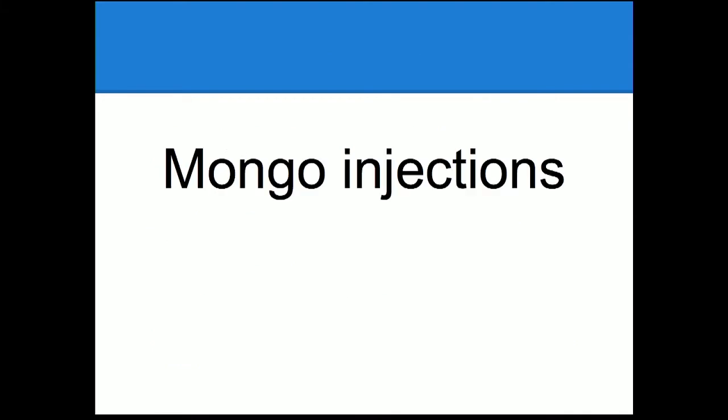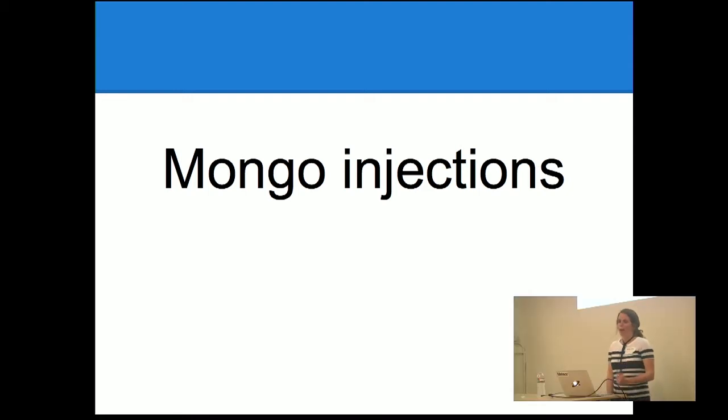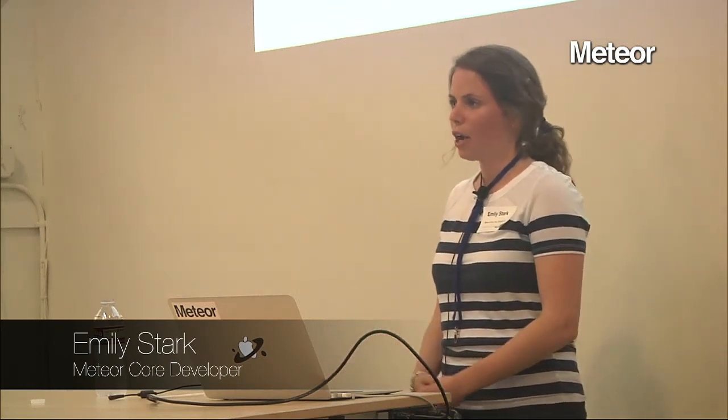All right, so now I'm going to go into Mongo injections. And in cross-site scripting, we had an application expecting a string and getting code. And Mongo injections are sort of similar in that they're a confusion of types. And usually what we see is an application expecting a string or a number or another simple type like that, and instead getting an object.